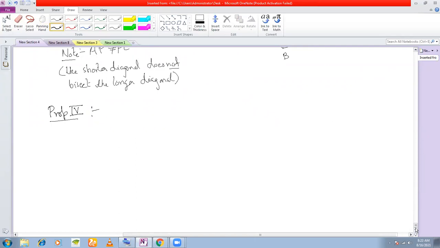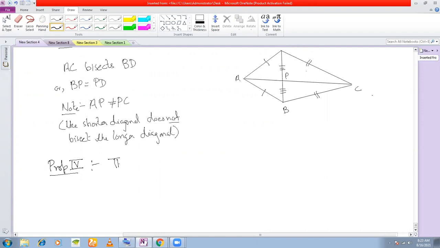Okay. The longer diagonal bisects the interior angles, bisects the two interior angles. Okay. Now what does this mean?